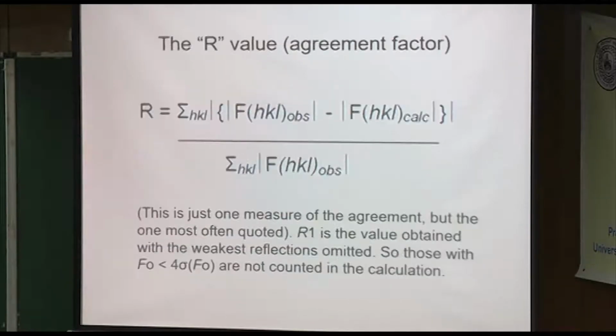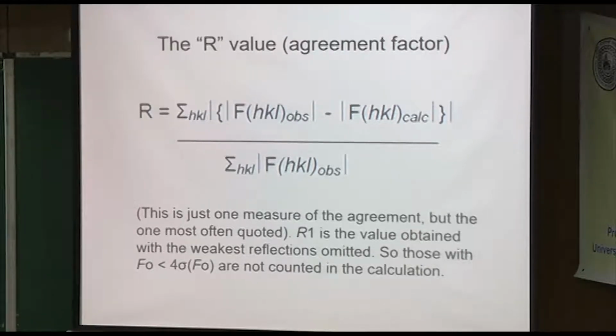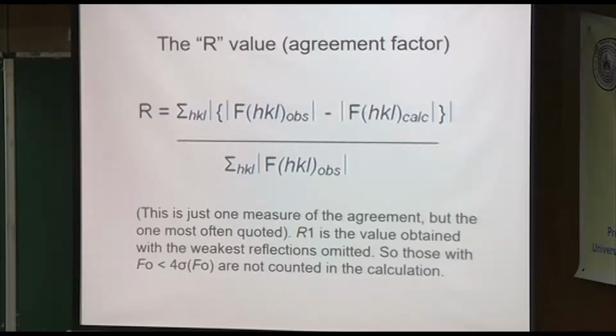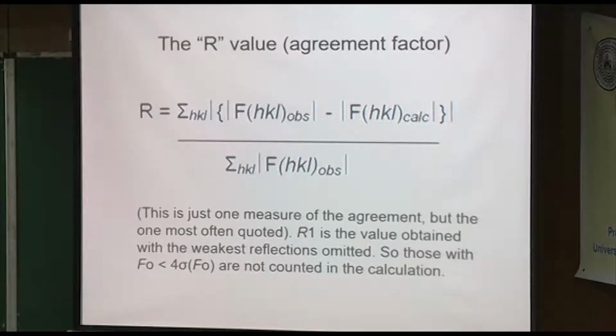You scale them so that they agree as well as possible using least squares. And then finally, what you hope for is that you get a good R value. Now, there are different definitions of R values. There are 4 of them right now, I would say, floating around. But for right now, let me just point out that the numerator is looking at how well they agree, so you want that number to be small. That's divided by the sum over all the observed structure factors. So a good value is about 0.05 if it's the traditional R1, which is the one where you eliminate the weakest reflections.